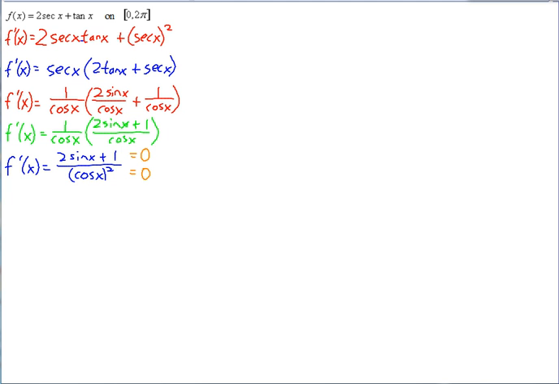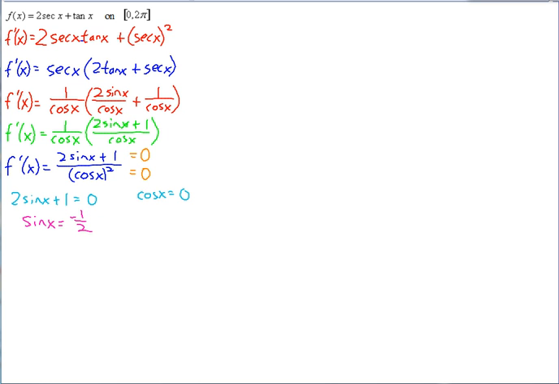So if we set the numerator equal to 0, 2 sine of x plus 1. And then we'll also set the denominator equal to 0. So this one, the critical numbers over the derivative is either 0, coming from the numerator, or undefined, coming from the denominator. So when you solve this one, you first isolate the sine of x. So the sine of x, if you subtract 1 divided by 2, would be negative 1/2.